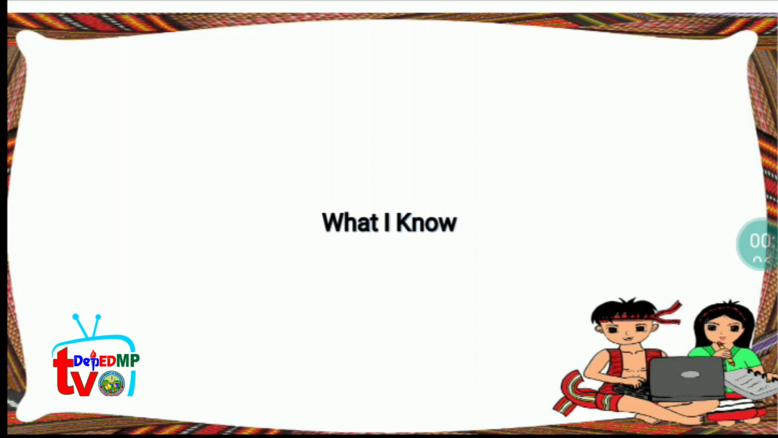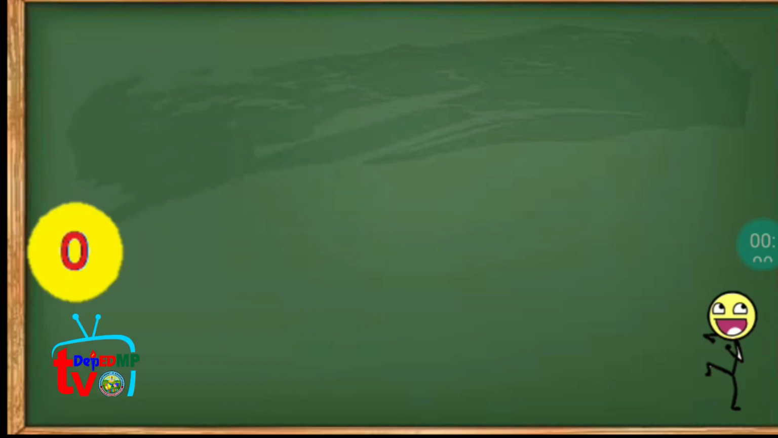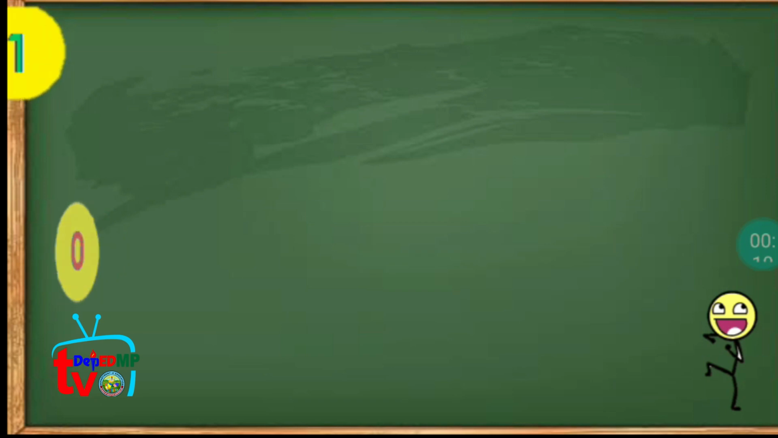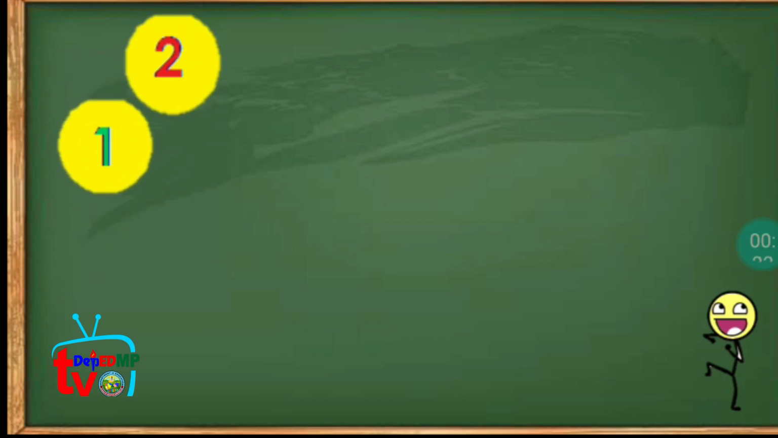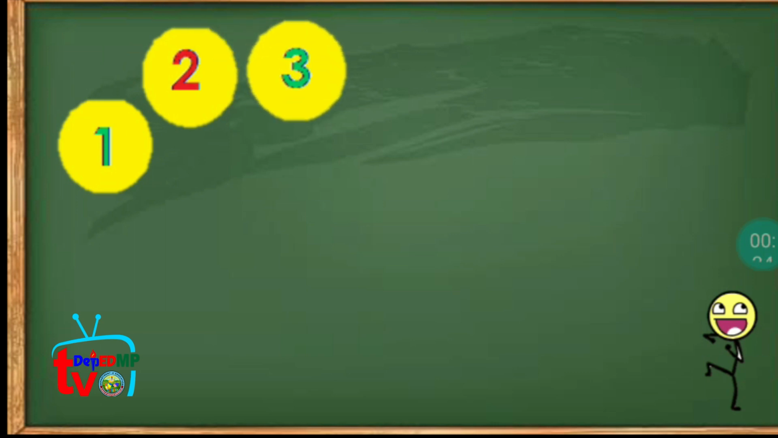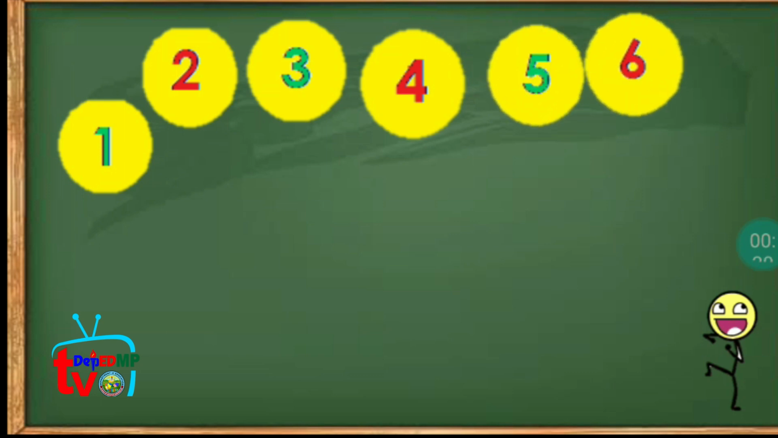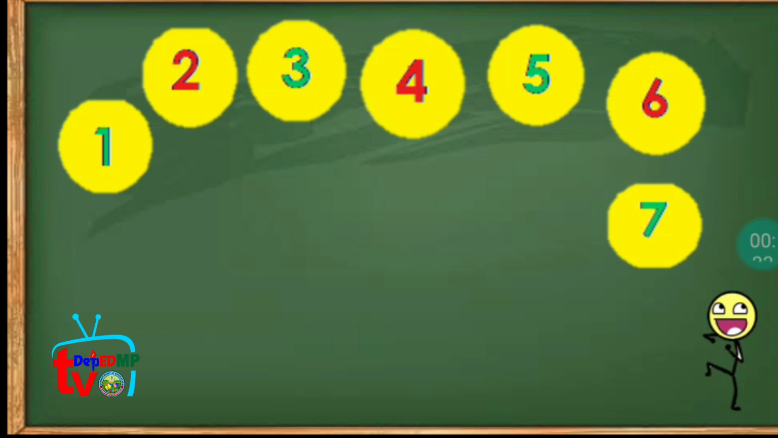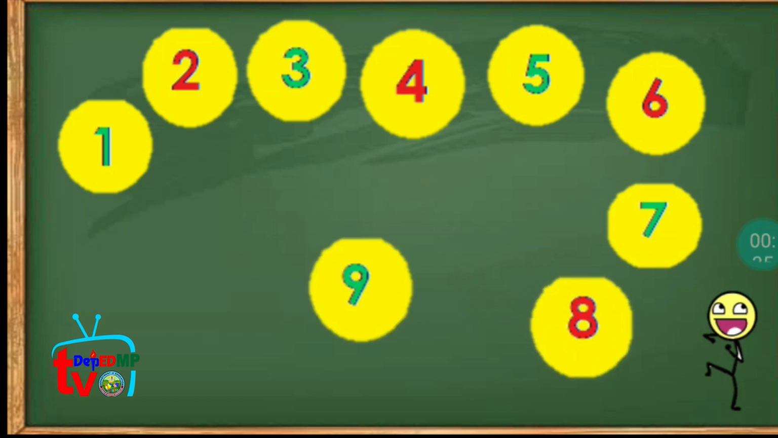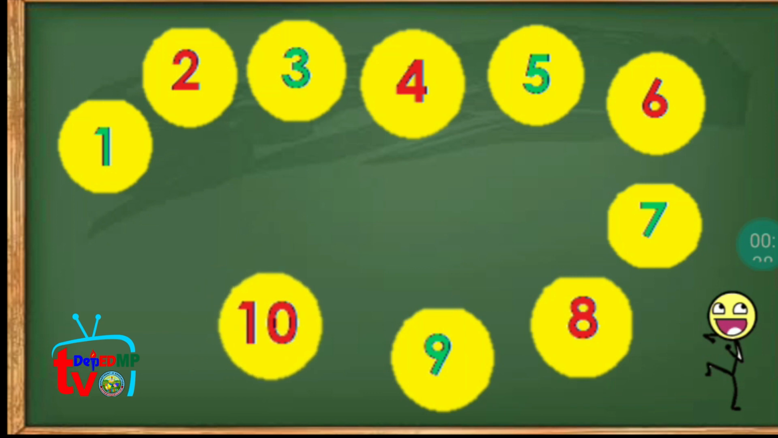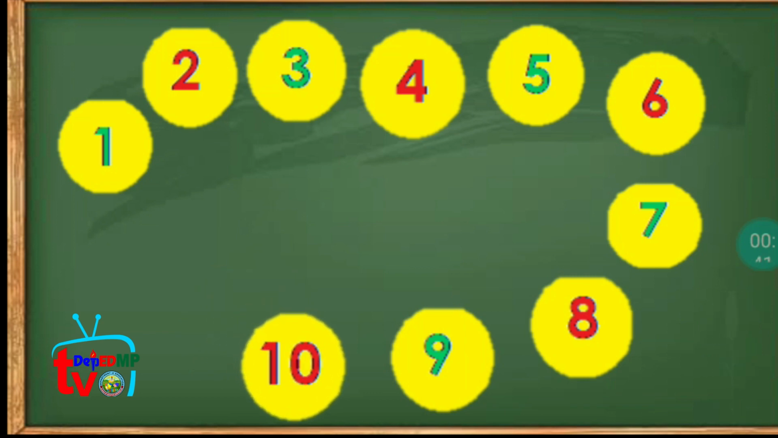What I know. Let's name each number together and do it also in your module. Let's start. 0, 1, 2, 3, 4, 5, 6, 7, 8, 9, 10. Did you name each number correctly?